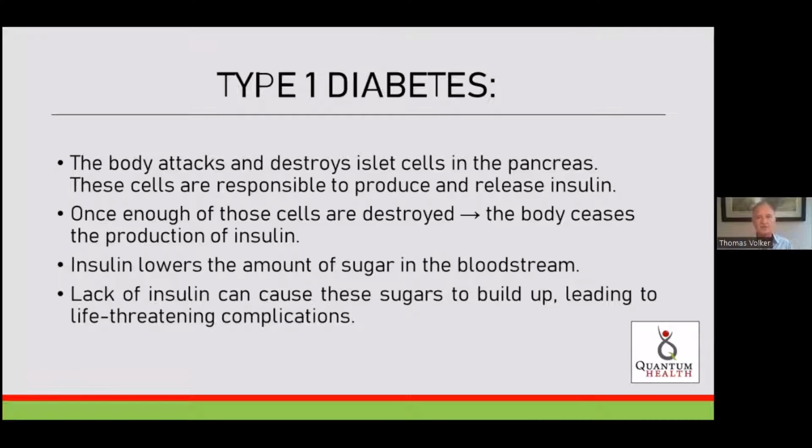Insulin lowers the amount of sugar in the bloodstream. As I said, it assists sugar to be drawn out of the bloodstream and to enter all body cells where it is needed for normal metabolism. And if this insulin is lacking, then the high sugar levels build up in the blood, and that can actually lead to life-threatening complications.